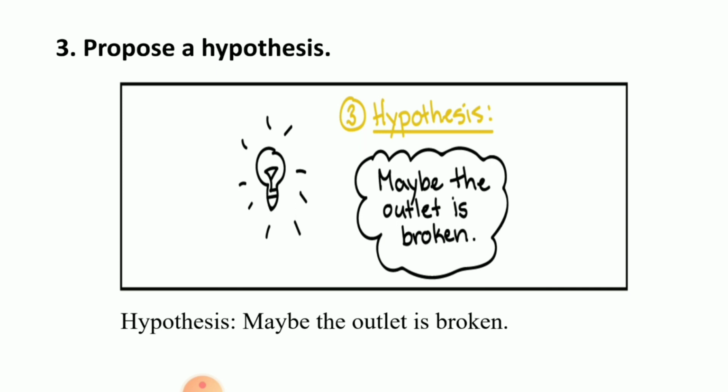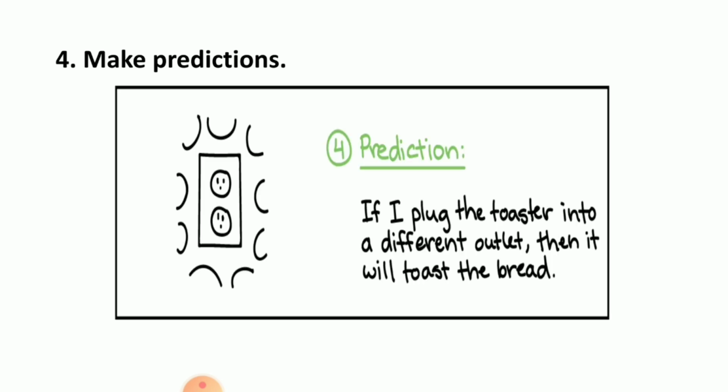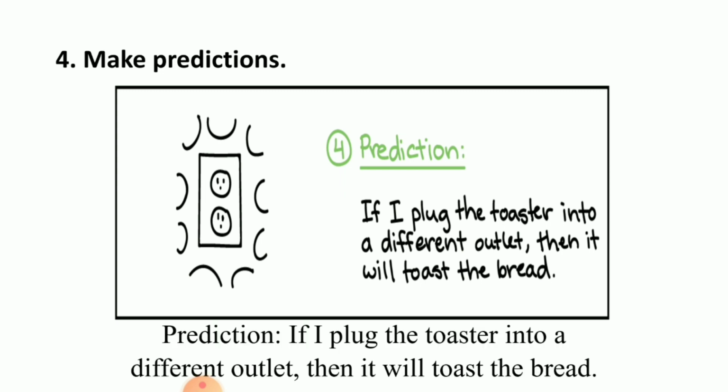So after proposing a hypothesis, it's time for us to make predictions. A prediction is an outcome we'd expect to see if the hypothesis is correct. In this case, we might predict that if the electrical outlet is broken, then plugging the toaster into a different outlet should fix the problem.